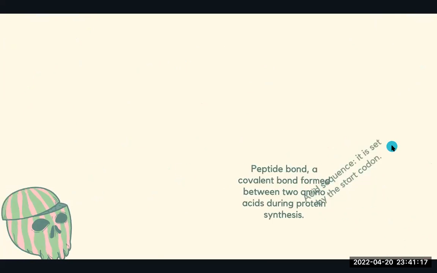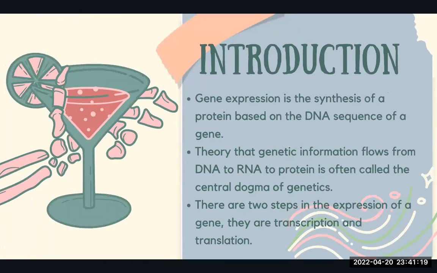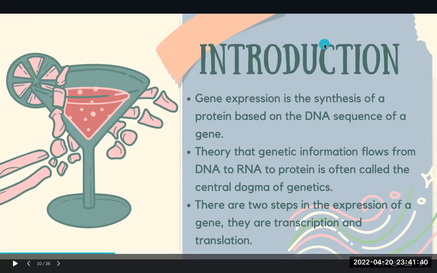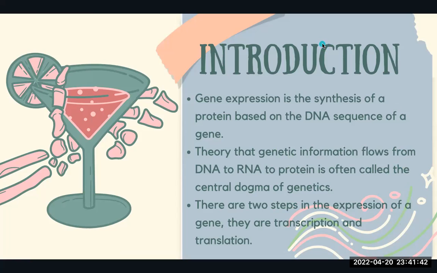Finally, let's get into our introduction. As we have mentioned before, gene expression refers to the synthesis of protein based on the DNA sequence of a gene. The theory that genetic information flows from DNA to RNA to protein is often called the central dogma of genetics. For gene expression, there are two steps that are involved. These are transcription and translation. First, let's look at our first process, which is transcription.